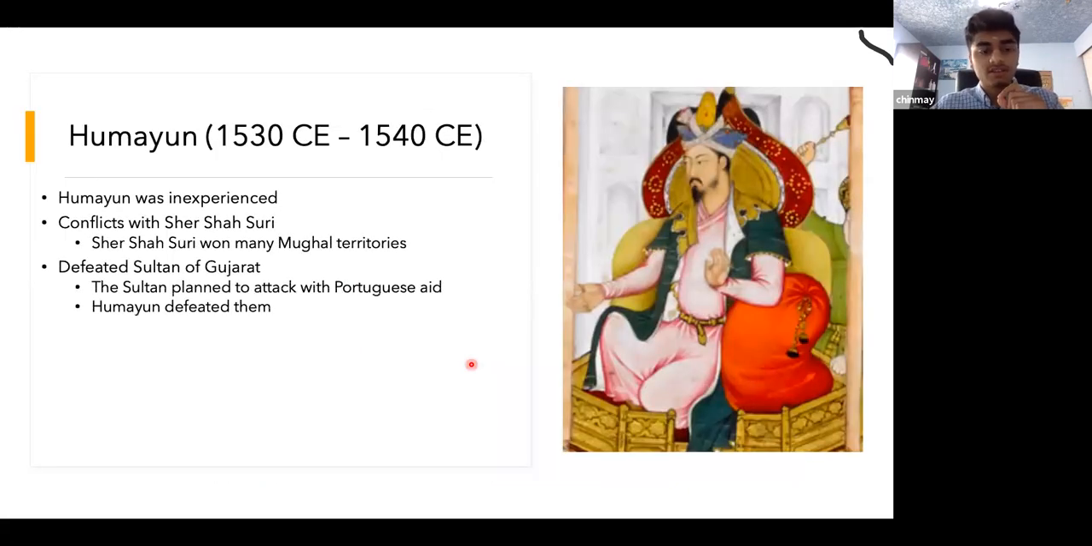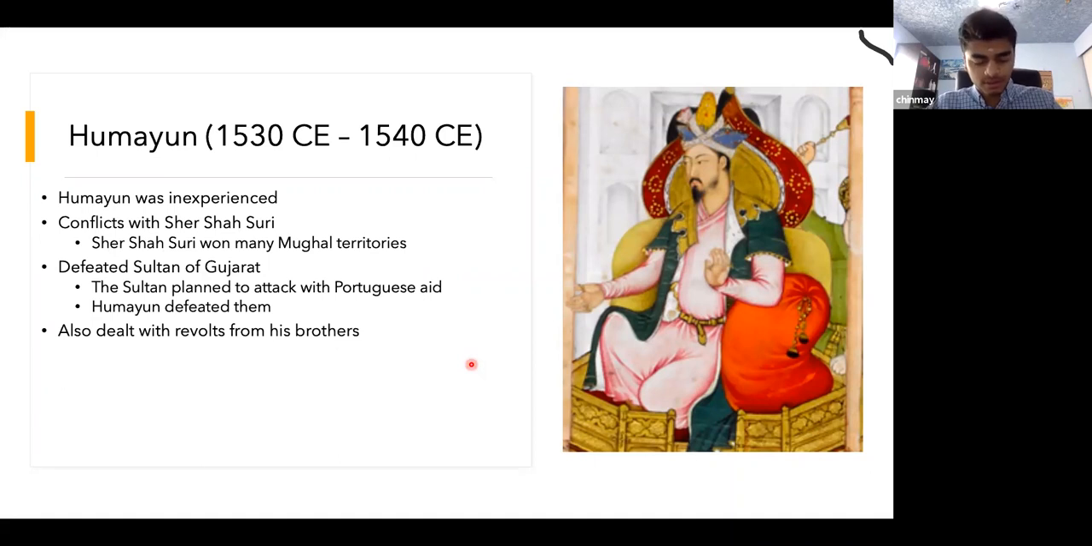So after defeating the Sultan of Gujarat, the Sultan actually planned to attack Humayun with Portuguese aid. So by now, the colonial power that entered India was the Portuguese, although they were very small, only contained to Goa. And Humayun defeated them. And Humayun also had to deal with many revolts from his brothers.